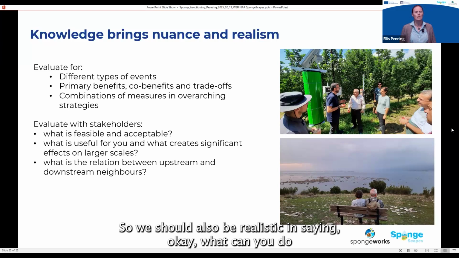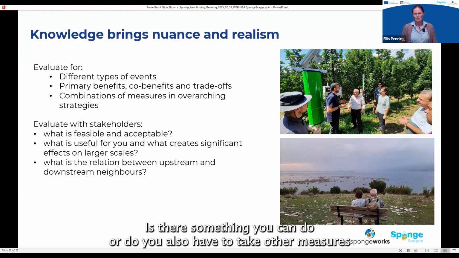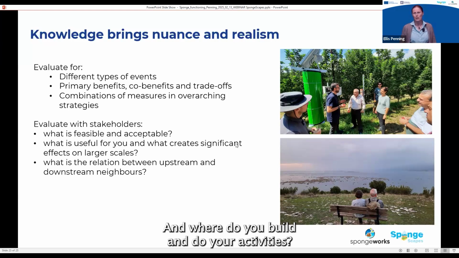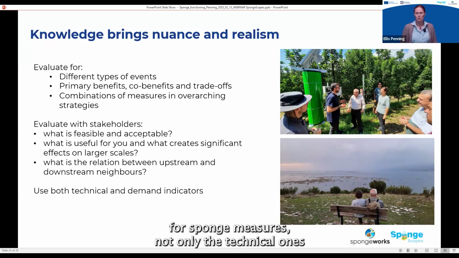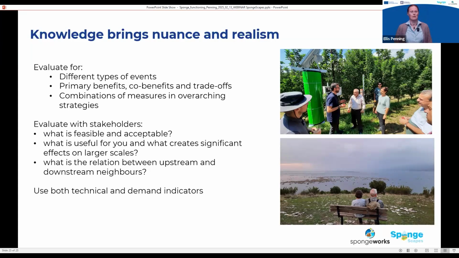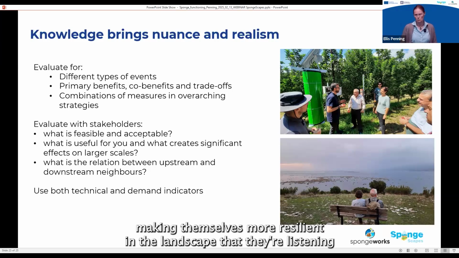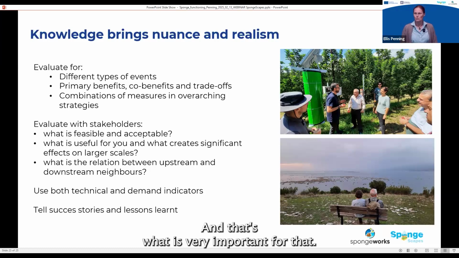So we should also be realistic and ask: what can you do if an extreme event comes by? Is there something you can do? Or do you also have to take other measures into account, such as early warnings and zoning, like where you build and do your activities? So basically, we are also going to talk about different types of indicators for sponge measures, not only the technical ones related to groundwater level or discharge, but also what people need and what people are experiencing when they are looking to make themselves more resilient in that landscape. Telling success stories and lessons learned is very important for that.